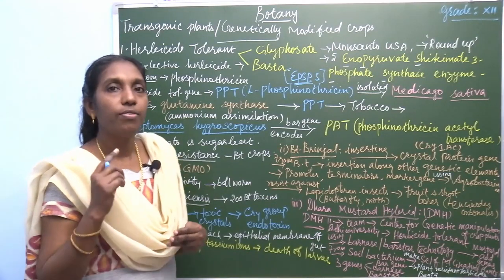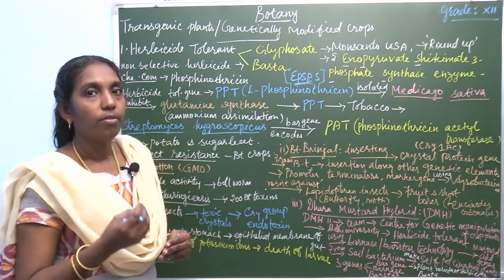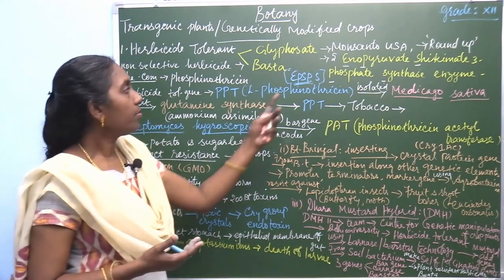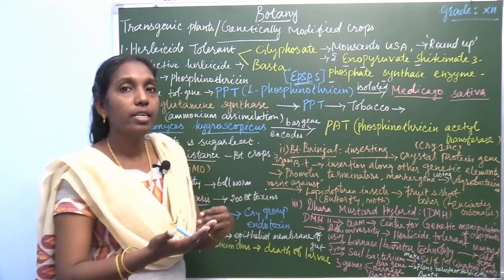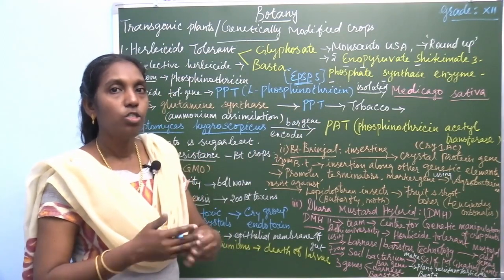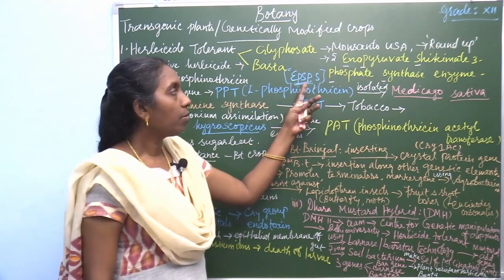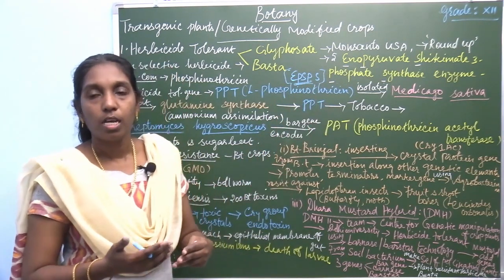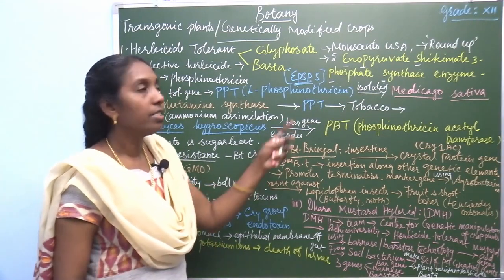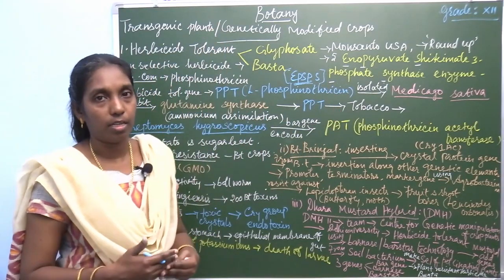In this, the first strategy is to introduce the gene from the bacteria to produce tolerance to this enzyme, EPSPS. Another one is to degrade the enzyme activity. So this enzyme which produces amino acids, its activity is degraded, and this plant is made transgenic.